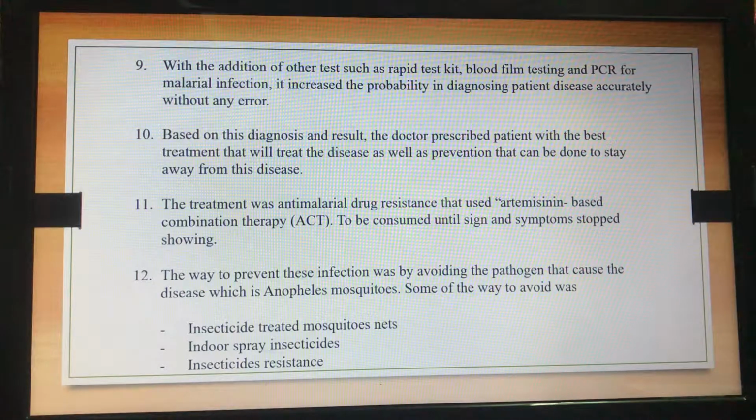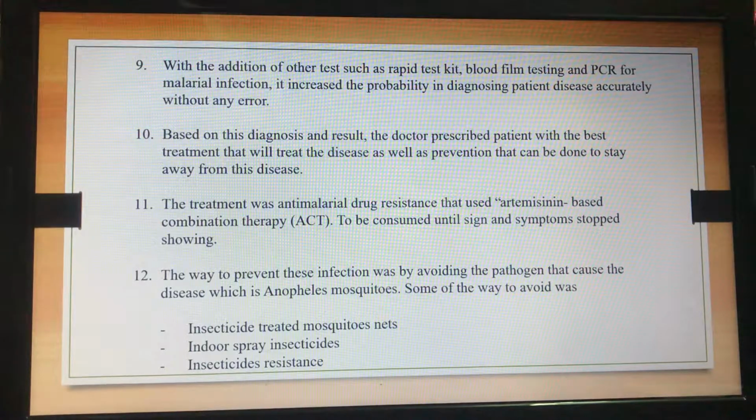With the addition of other tests such as rapid test kit, blood film testing, and PCR for malaria infection, it increased the probability of diagnosing the patient's disease accurately without any error. Based on the diagnosis and the result, the doctor prescribed the patient the best treatment that will treat the disease as well as prevention that can be done to stay away from this disease.